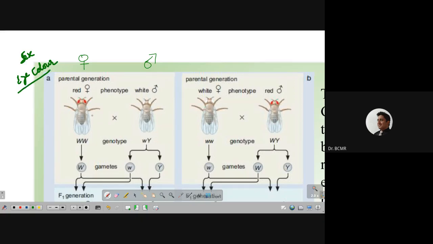Okay, sex and eye color. Let me write it clearly, something is wrong. Sex, whether it is male or female, and then eye color.